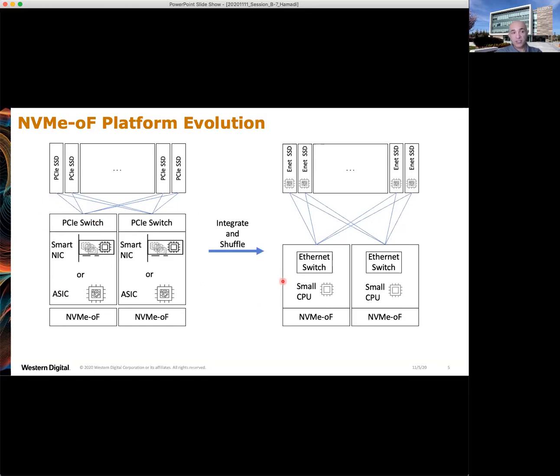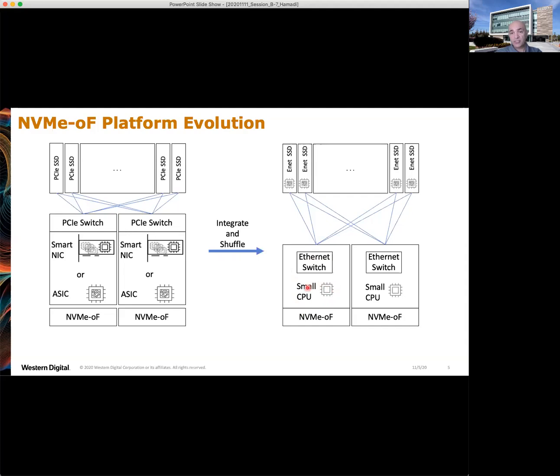Now let's shift our attention to the right column, the right-hand side of the slide. The process that we go through is an integrate and shuffle, which is another common process that we see in the industry. With this process, the drives themselves change their interface from PCIe to Ethernet, like we were talking about in the previous slides. And with this wave of change, we'll see other simplifications as well. So we'll see PCIe switches now replaced with plain Ethernet switches.